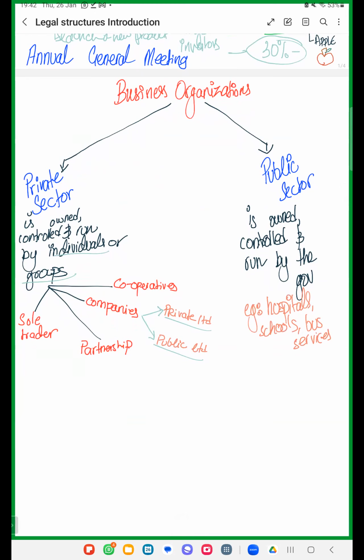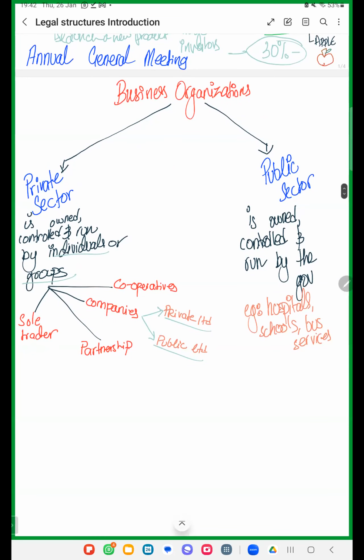There are different types of legal structures that these private sector businesses can take. It could be a sole trader, somebody who runs the business on his own. That sole trader also falls into the private sector. Partnership: you and I running the business together, 50-50. We're partners. That's also part of the private sector.